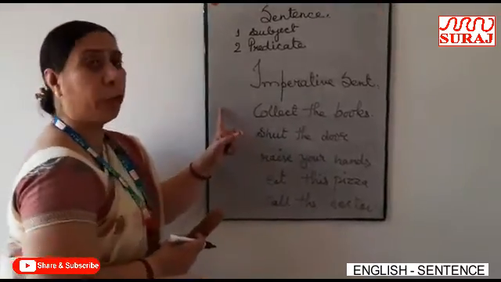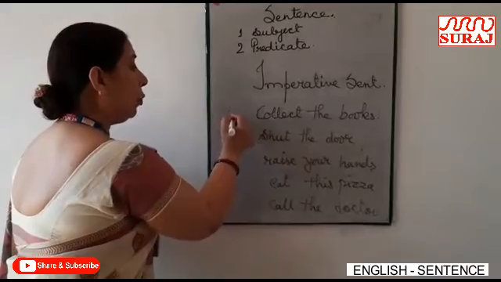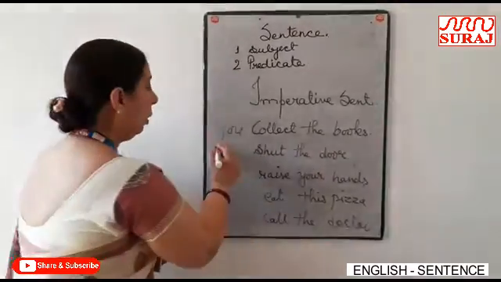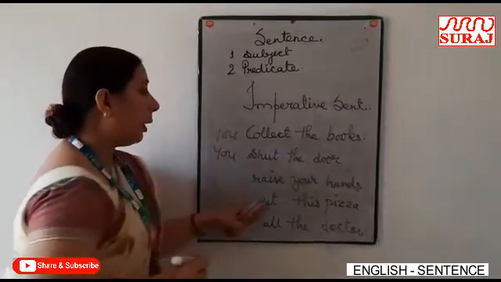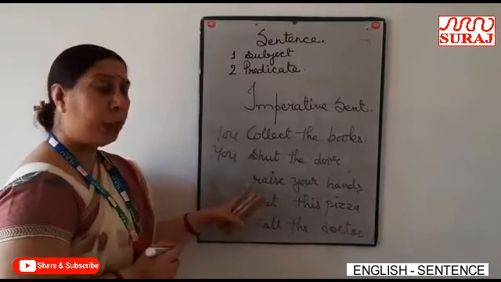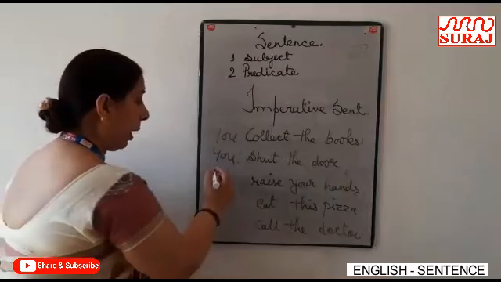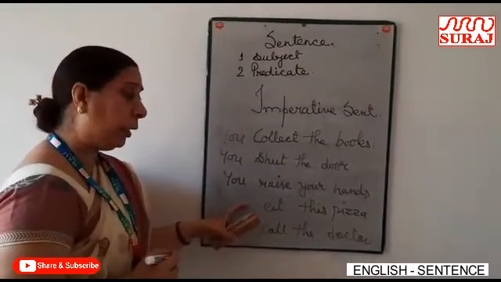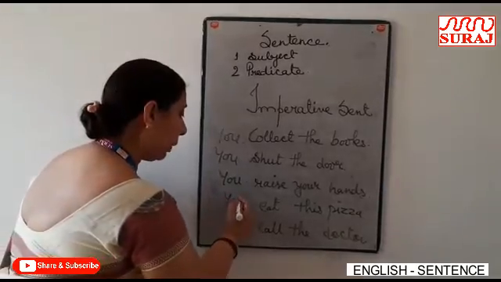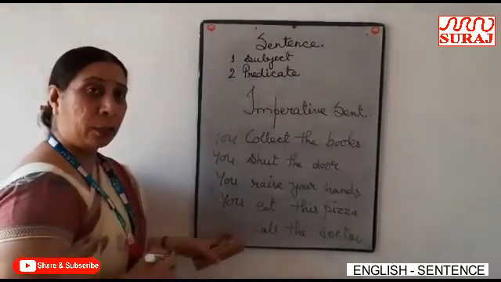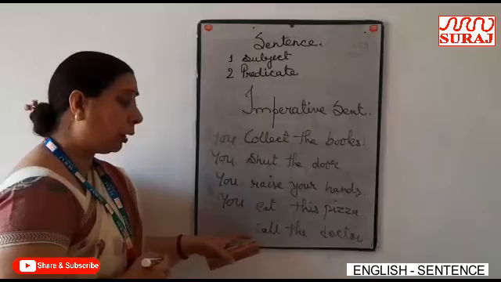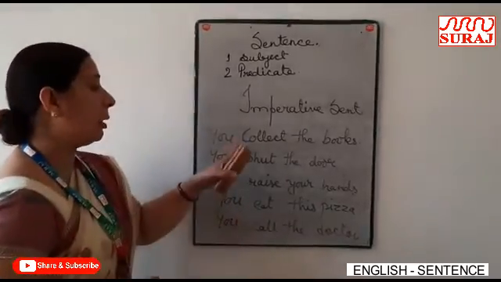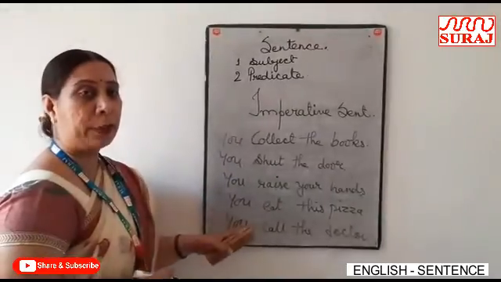Collect the books. You are talking to somebody to collect the books. You collect the books. Shut the door. You are talking to somebody to shut the door. You shut the door. Raise your hands. You are talking to somebody to raise his or her hand. You raise your hand. You are talking to somebody to eat this pizza. You eat this pizza. You are advising somebody to call the doctor. You call the doctor. These are some examples of imperative sentences.